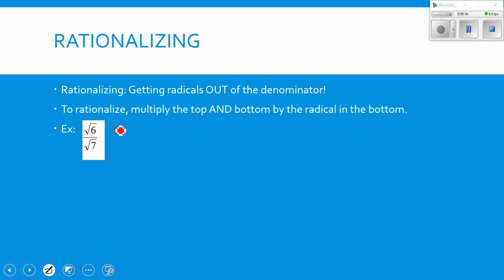So right here, I'm going to multiply the top by root 7. I'm going to multiply the bottom by root 7. Root 6 times root 7 is going to equal square root of 42. But root 7 times root 7 is the square root of 49. And if you simplify the square root of 49, that's just 7. So this turns into square root of 42 all over 7.